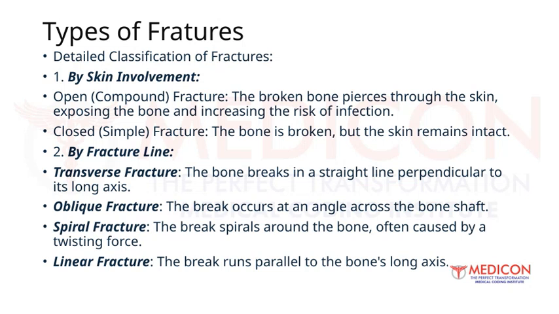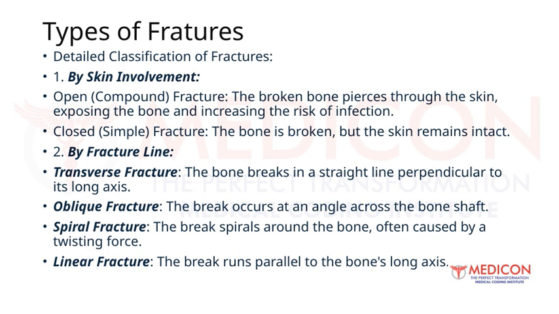Let's take a closer look at the different types of fractures. First, we'll start with classification based on skin involvement. An open, or what we call a compound fracture, occurs when the broken bone actually pierces through the skin. This type of fracture is particularly concerning because it exposes the bone and surrounding tissues, which significantly increases the risk of infection. On the other hand, a closed or simple fracture means the bone is broken but the skin remains unbroken. These are generally less risky in terms of infection, but still require careful management.